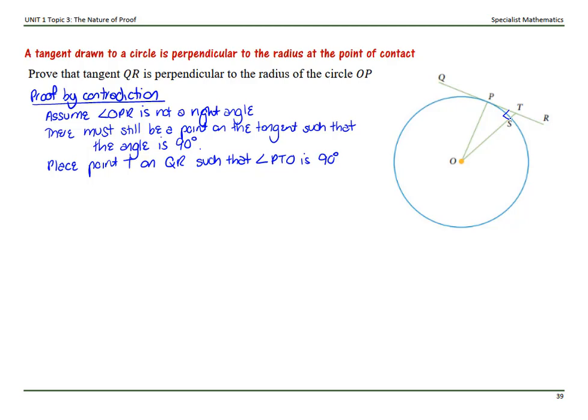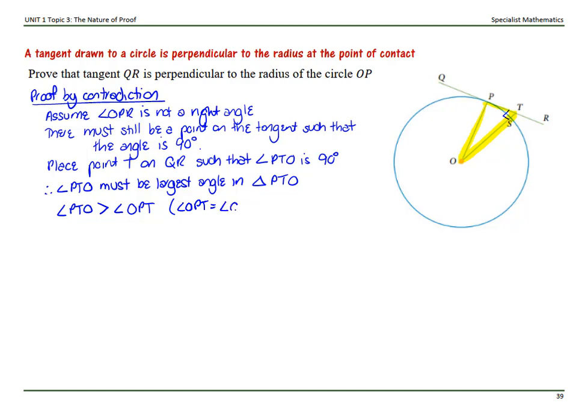Okay? So if that's true, therefore angle PTO must be the largest angle in that triangle. Okay, so this is our triangle here. If that PTO is 90 degrees, it has to be the largest angle in the triangle. So that means angle PTO has to be greater than angle OPT, which is the one we actually want to be a right angle. Okay, remembering angle OPT equals angle OPR.